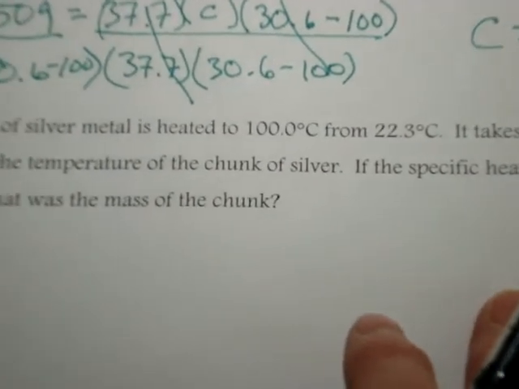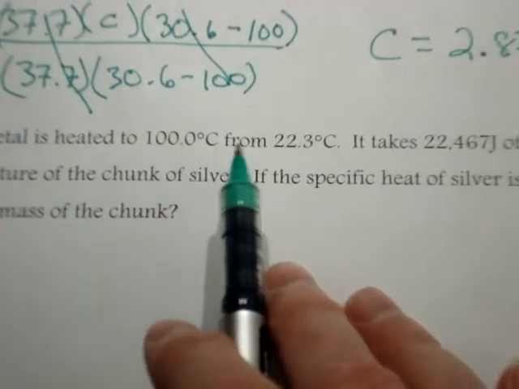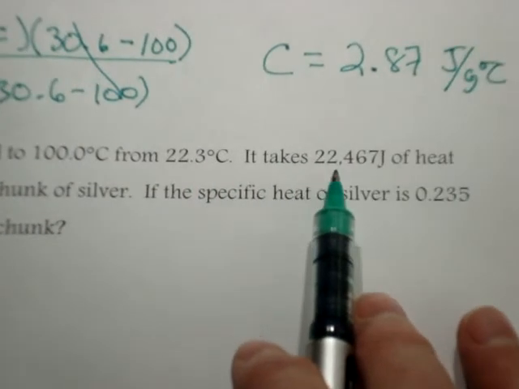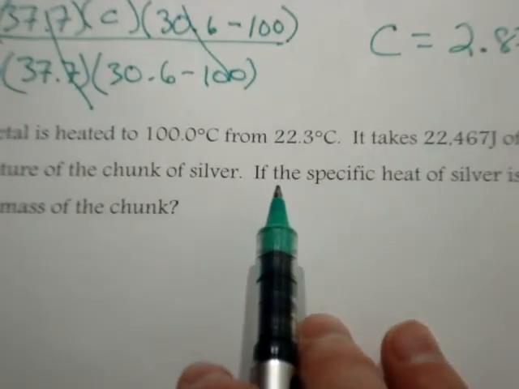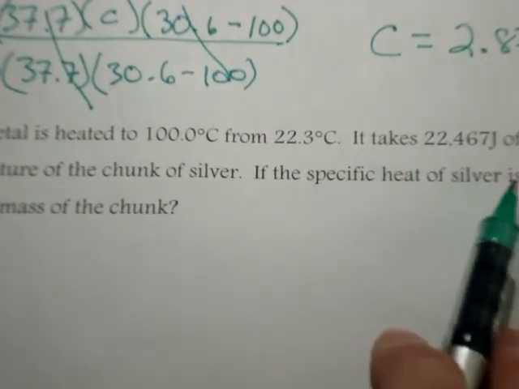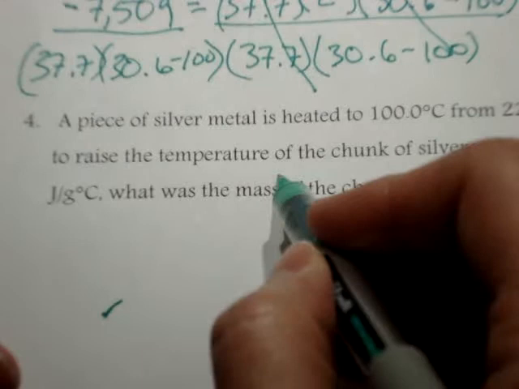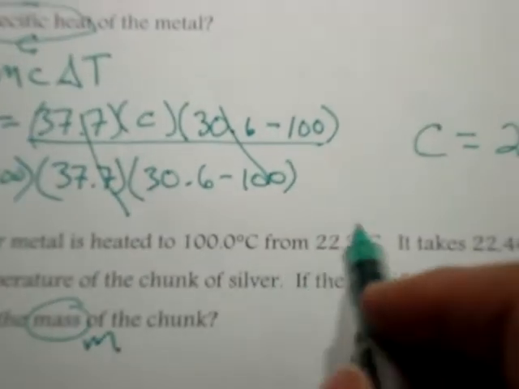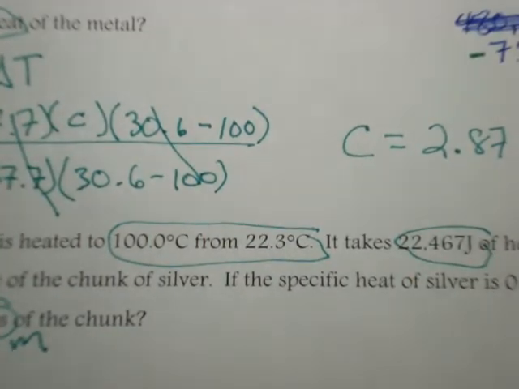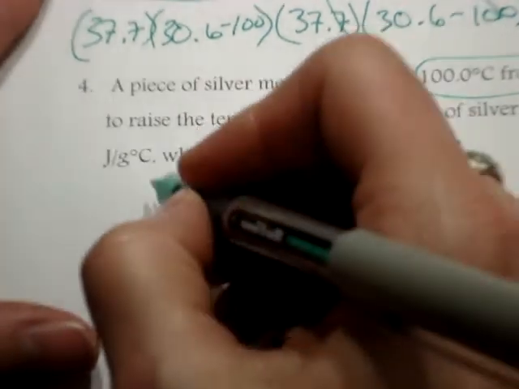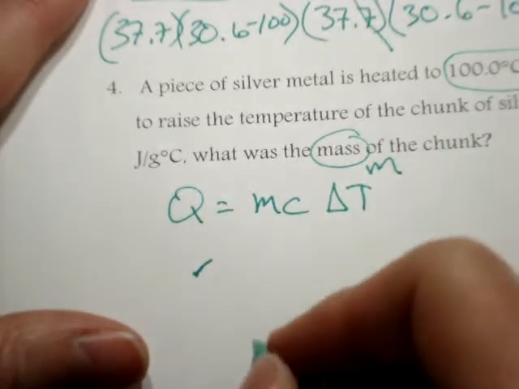The last question says that you have a piece of silver metal heated to 100 from 22.3, and it takes 22,467 joules of heat to raise the temperature of the silver. If the specific heat of silver is 0.235, then what's the mass of the chunk? So in this case, they're looking for M. They have given us our two temperatures and Q. And we're going to plug this into our equation. So we have Q equals mc delta T.